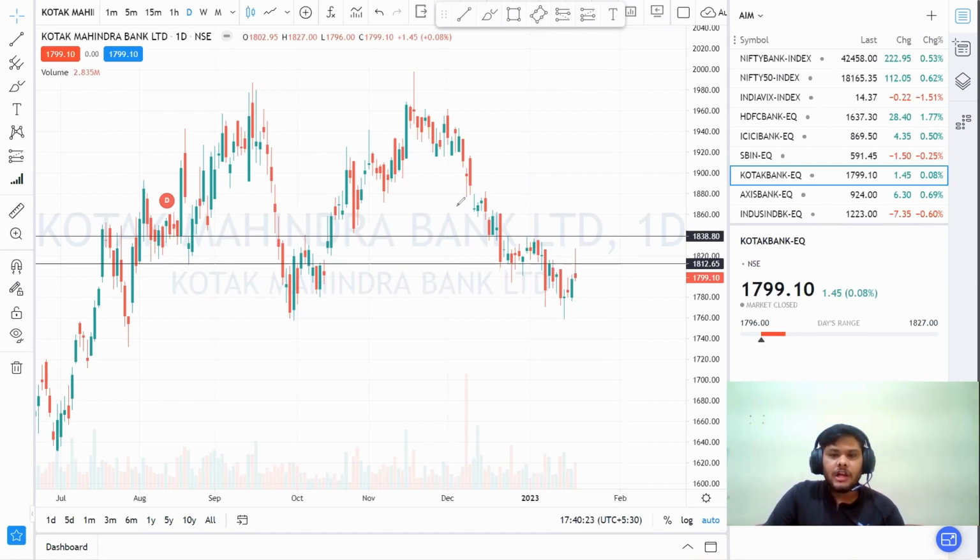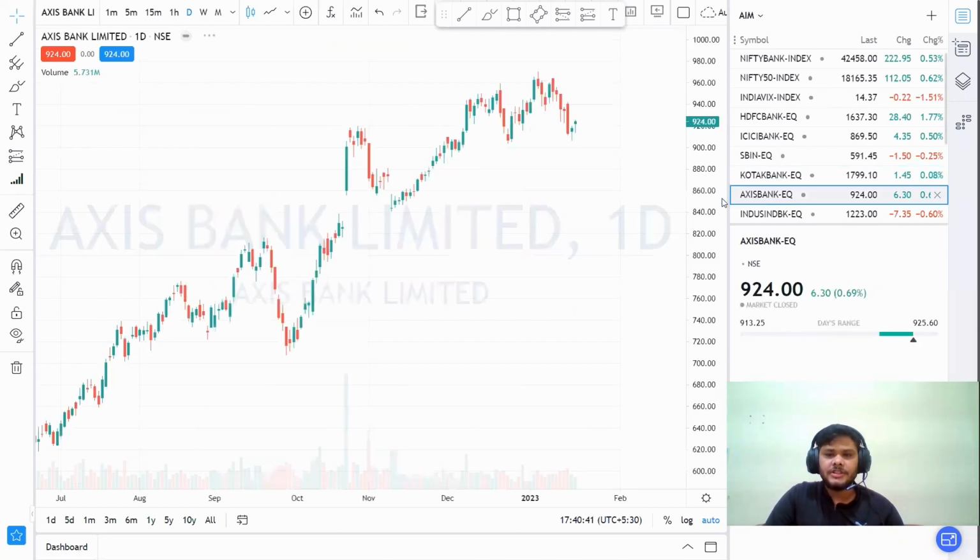And one other thing you can notice, that it now trades around 1800 level, and it may act as a resistance level if it closes below that tomorrow, which is 1795 or 96. If it closes below that, then you can expect some selling pressure here, and our first target will be 1780 to 1770.